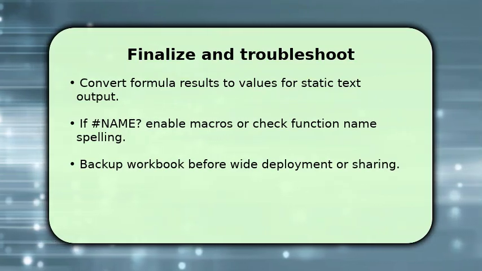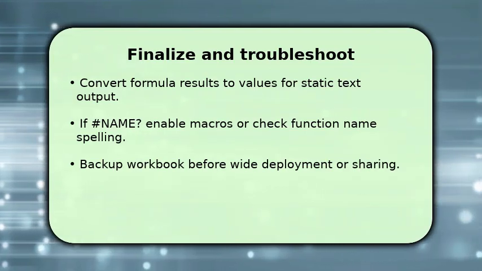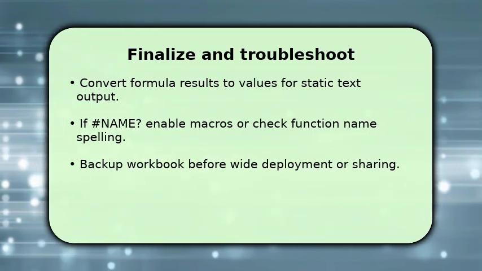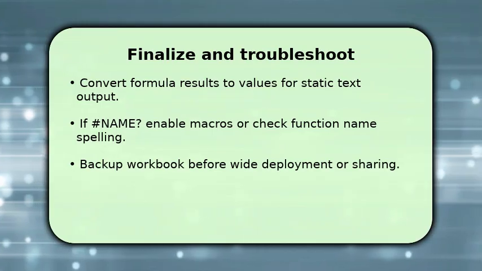Once you've validated results, back up the workbook, and if sharing, inform recipients to enable macros or provide a values-only copy. For persistent errors, reopen VBA and step through the function with F8 to find the issue.